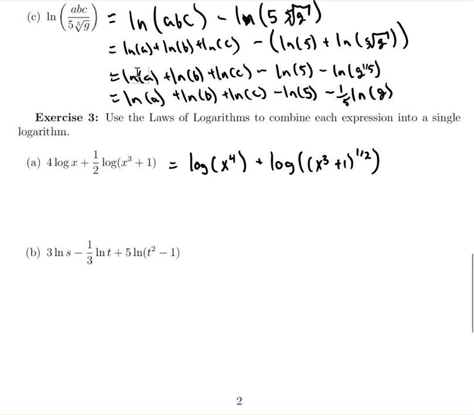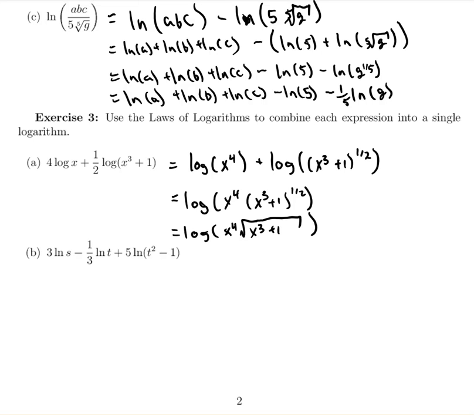Once you have that, because we have two common logarithms added together, we can combine them into one logarithm by multiplying what's inside of the logarithms. And finally, if you don't like fractional powers in your final answer like me, I don't like raising things to the 1/2 power, I can take that and turn it into a square root to get log of x to the 4th square root of x cubed plus 1. And this is definitely a lot more condensed than what we started with.